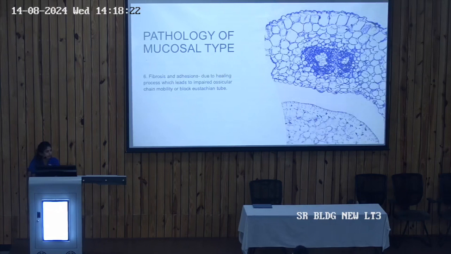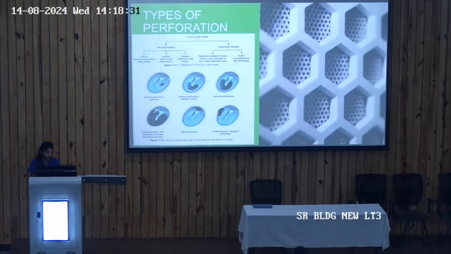Then comes the fibrosis and adhesions. It is actually a part of the healing process which leads to impaired ossicular chain mobility and blocks the eustachian tube. Now we'll see the classification of chronic otitis media.